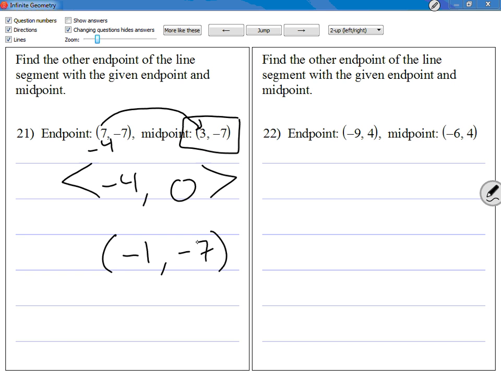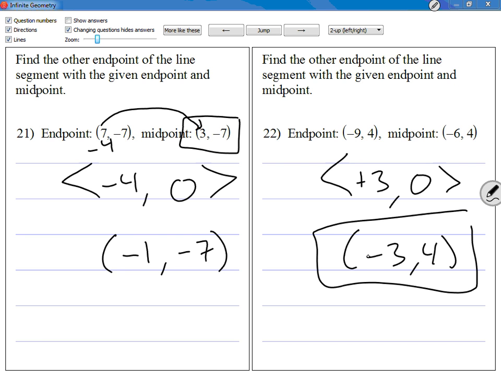All right, let's take a look at 22. From the endpoint, looking at the x values, once again, I'm going to use the brackets. What do we do to -9 to make it -6? Add 3. What do I do to 4 to make it 4? 0. I don't do anything. So add 3 to the x, don't do anything to the y. What coordinates do you guys get? -3, 4. -3, 4. Perfect.